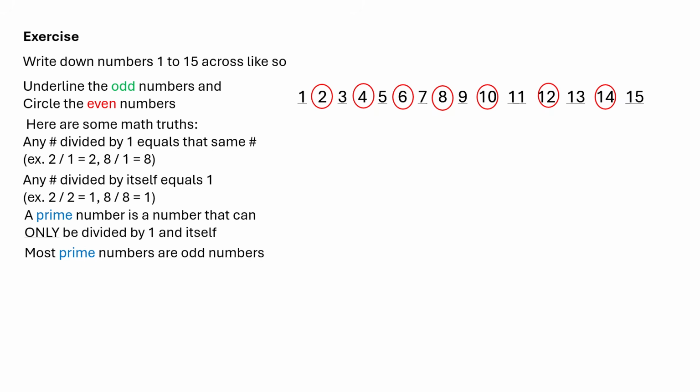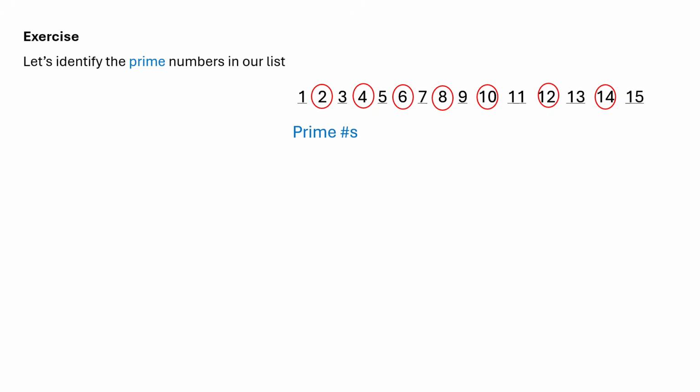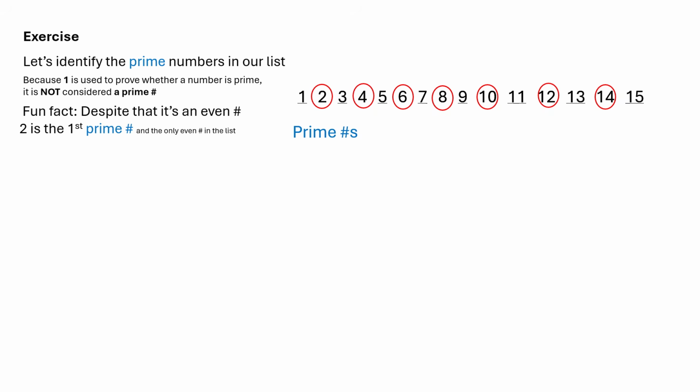Most prime numbers are odd numbers. So let's identify the prime numbers in our list. Because 1 is used to prove whether a number is prime, it is not considered a prime number at all. Fun fact, despite that it's an even number, 2 is the first and only even prime number. So we got 2 on our list.